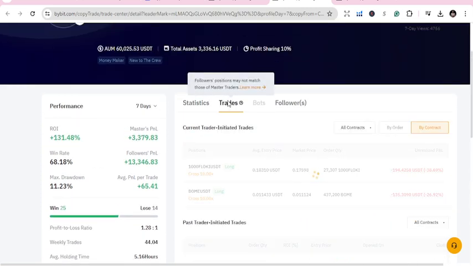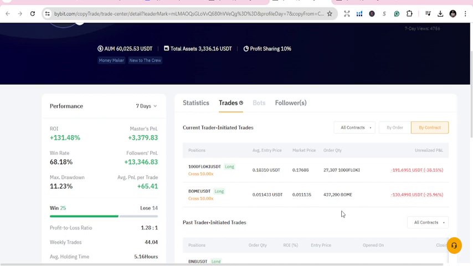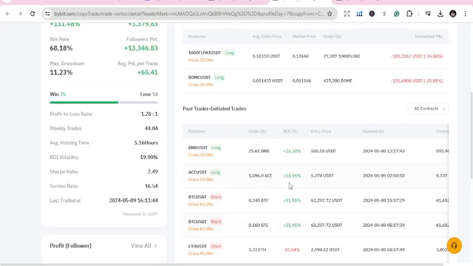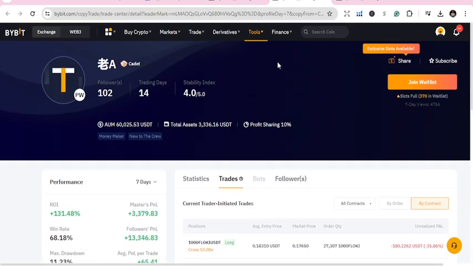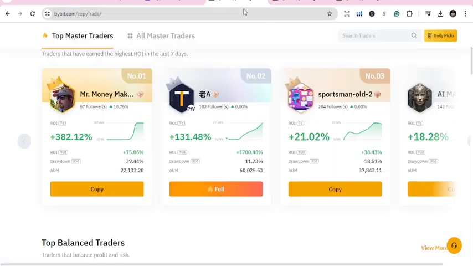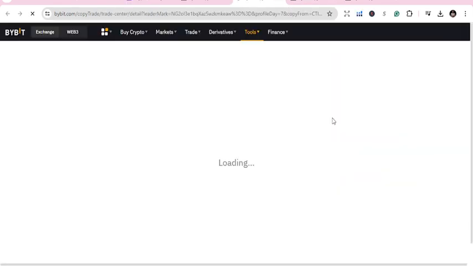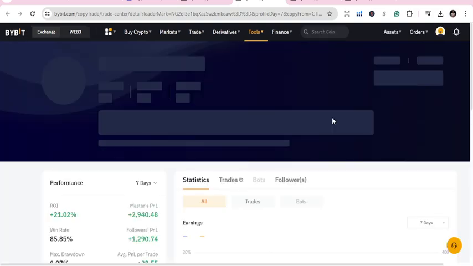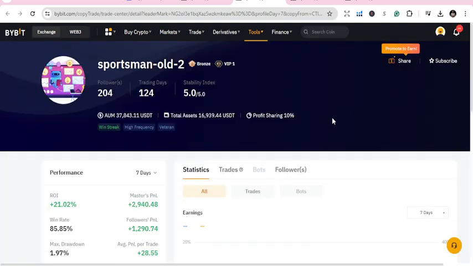Let's check and see whether he has some ongoing trades. So he has these trades going on. 1,000 FLOKI USDT long. That's okay. So you see the trades he has going on. If he is the one that you want to follow, just wait and follow him. Number three today, appearing here for the first time, Sportsman Old.